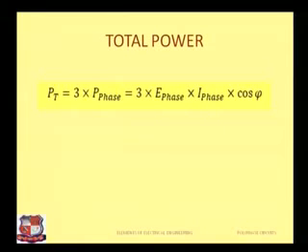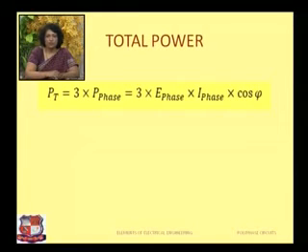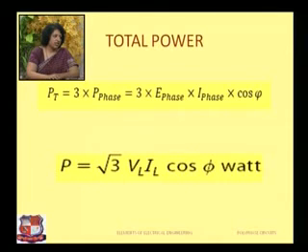Now how to calculate the total power? That is 3 into power per phase. So 3 into E_ph, I_ph into cos φ. So on the basis of the relations we have derived, it will be given as P equals √3 into V_L I_L cos φ watt. So how will you derive this formula?